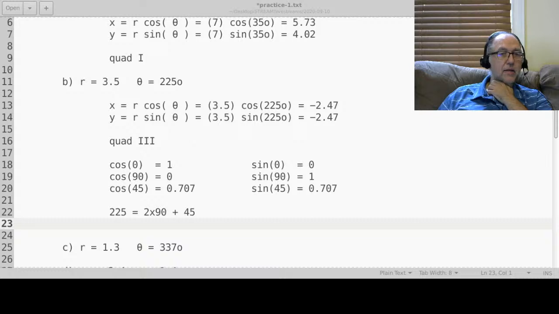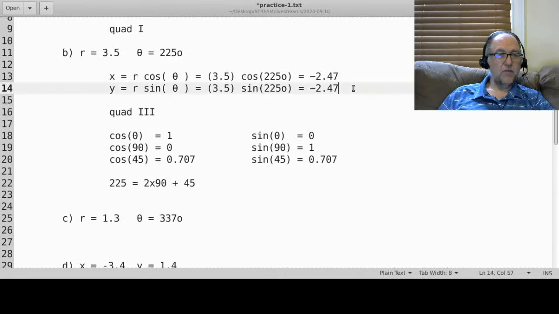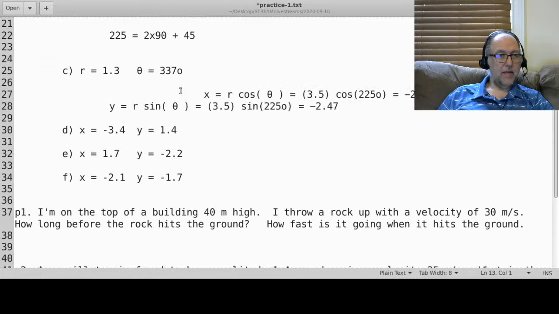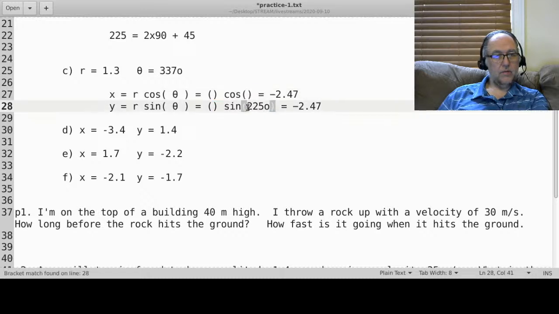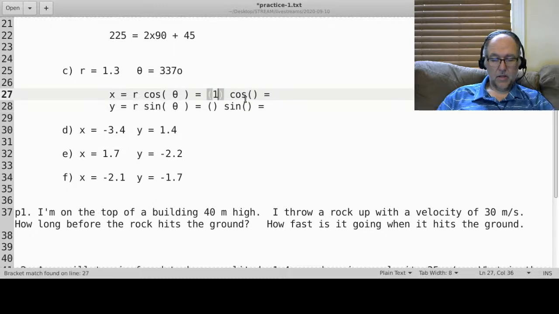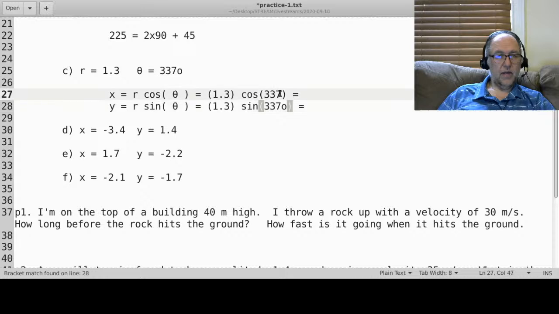Let's do question C. All right, and I think at this point you've got the hang of it. So let me just cut and paste the formulas there. All right, I'm taking out the values from the previous one because I cut and paste. All right, so what's r? 1.3. Okay, so it's like I'm telling you, walk 1.3 meters at an angle of 337 degrees. 337 degrees. Okay, like that.